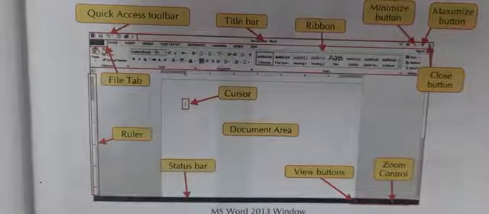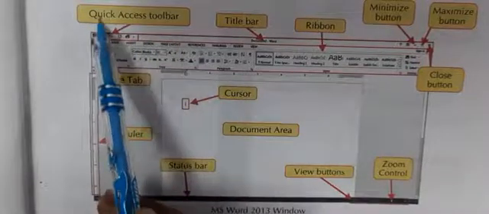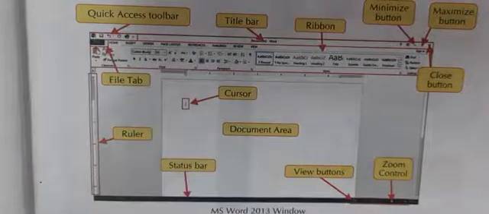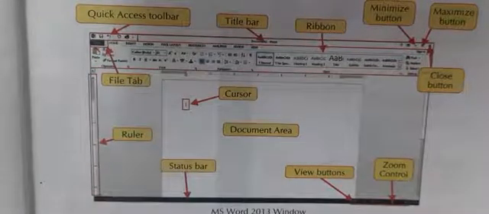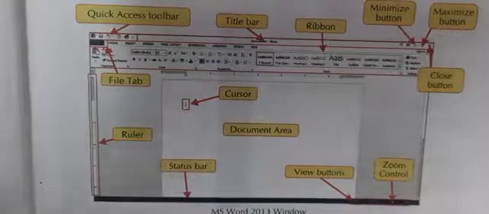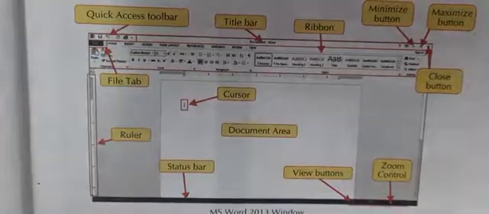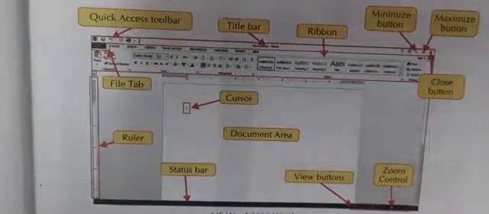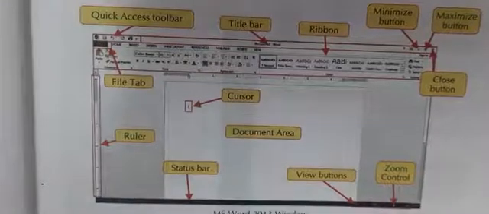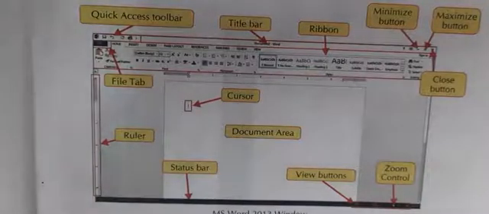Then the next part is the Quick Access Toolbar. What does it contain? It consists of some common commands of Word like Save, Undo, Redo, etc.